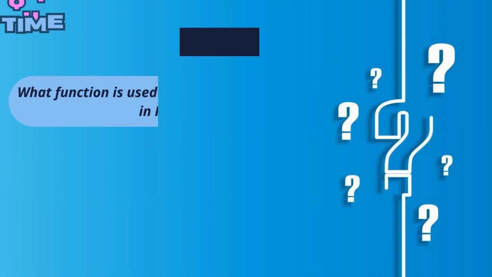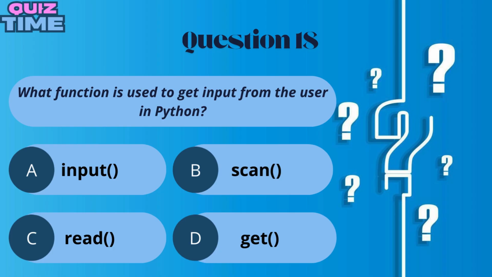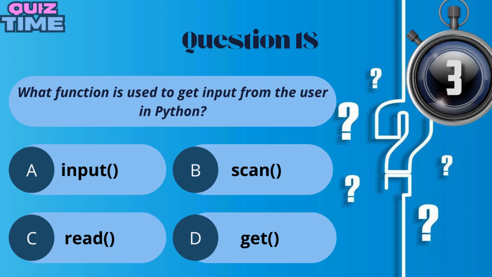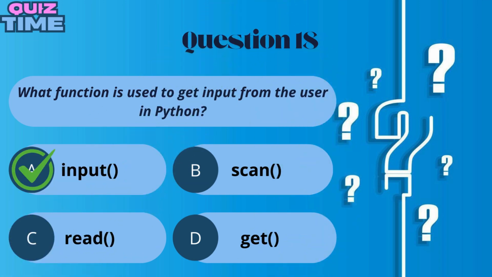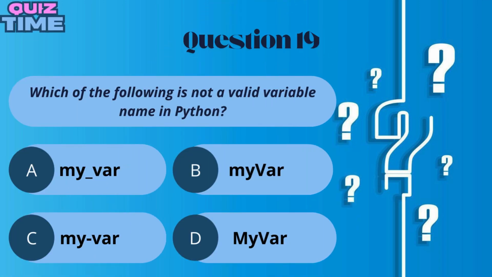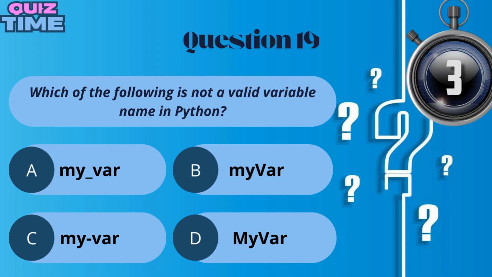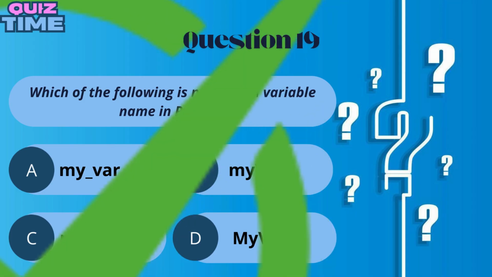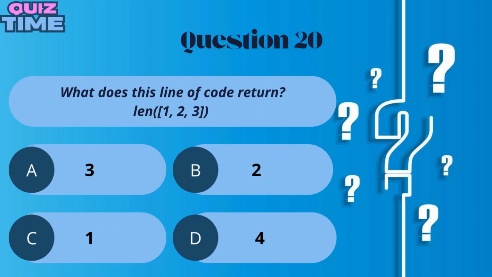Question 18. What function is used to get input from the user in Python? The correct answer is A. Input. Question 19. Which of the following is not a valid variable name in Python? The correct answer is C. My_var. Question 20. What does this line of code return?